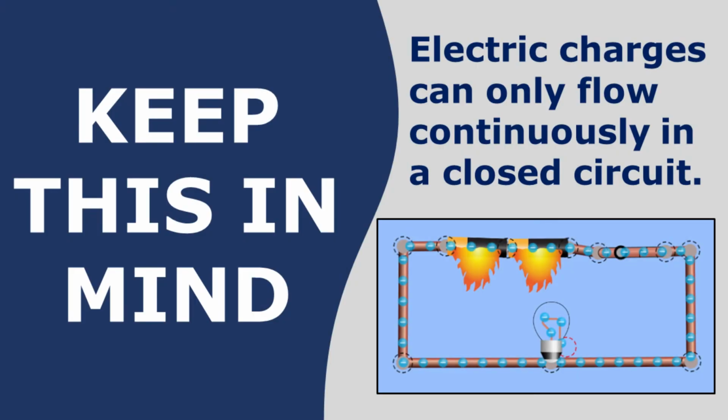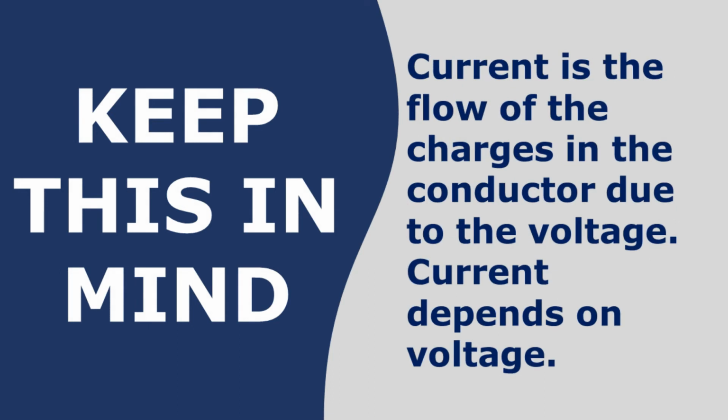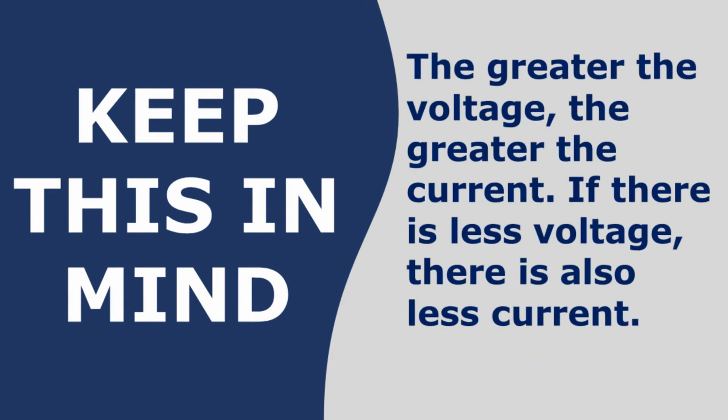Keep this in mind. Electric charges can flow continuously in a closed circuit. Voltage, or the potential difference, provides the energy to make the charges in the conductor flow. Current is the flow of the charges in the conductor due to the voltage. Current depends on voltage. The greater the voltage, the greater the current. If there is less voltage, there is also less current.